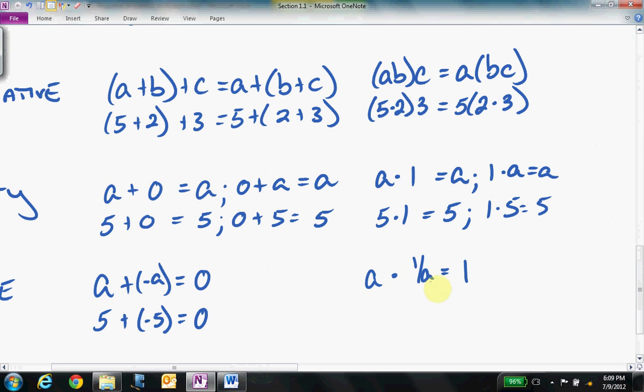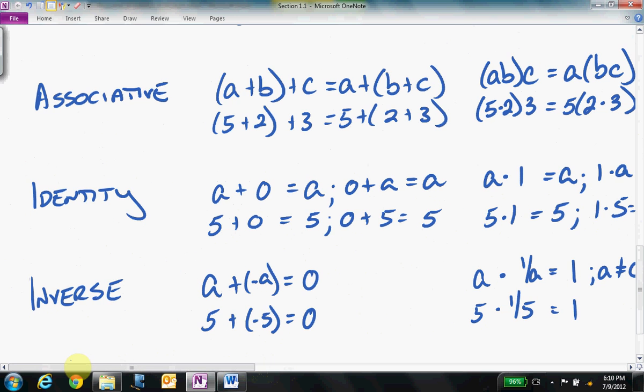But once we multiply by that, we have to notice the restriction here. Once we have a variable in the denominator, that variable can never be 0, because we can never divide by 0. So we've got to make sure to include that restriction. So keeping the value of a as 5, in order to get 1, we want to multiply by 1/5.